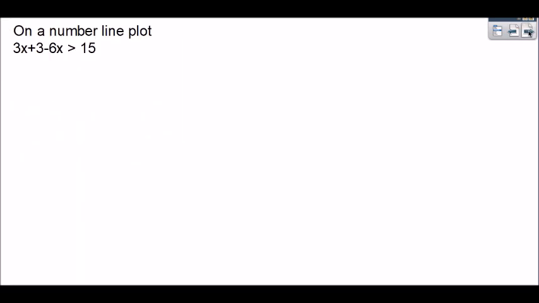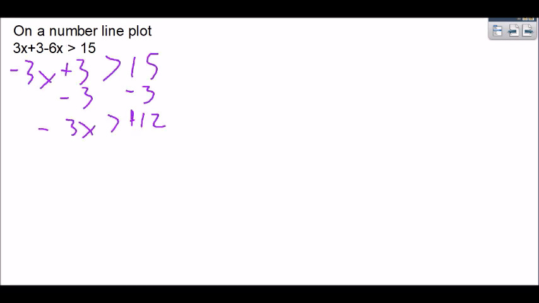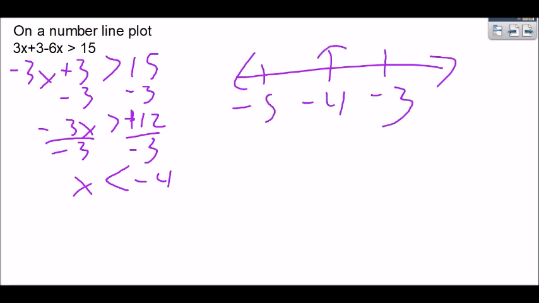All right, for my number line, I combine like terms, and then solve for x. I'm going to have a negative, and when I divide by a negative to both sides with inequality, remember that my sign flips. This is going to be an open dot because it's just less than. There's no or equal to, and I'm going to shade everything that I want.